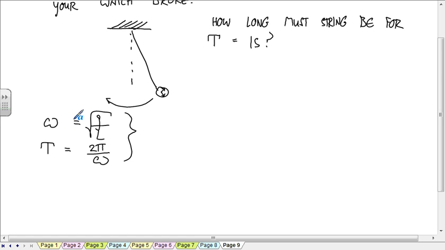If we just plug this expression for omega into the period equation, we get that the period is equal to 2 pi times the square root of L over the square root of g. Any questions about the algebra on that? And so the period is 1 second.